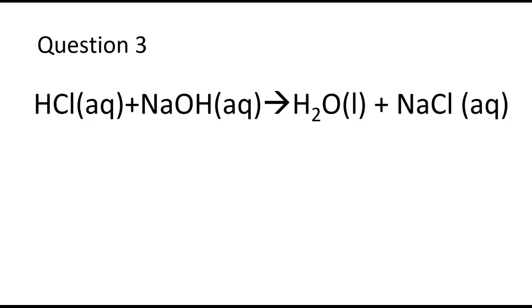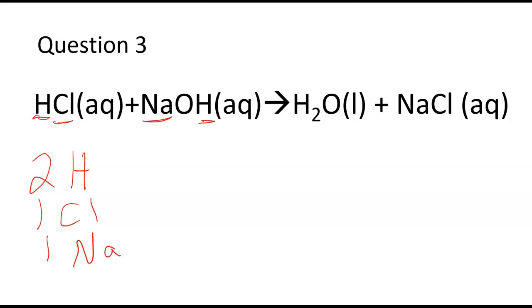The last example, we have hydrogen. There's 1, 2. So sometimes we have elements in more than one place. We'll look at different things that we do with this type of compound later. Chlorine, I have 1. Na, I have 1. And oxygen, I have 1.